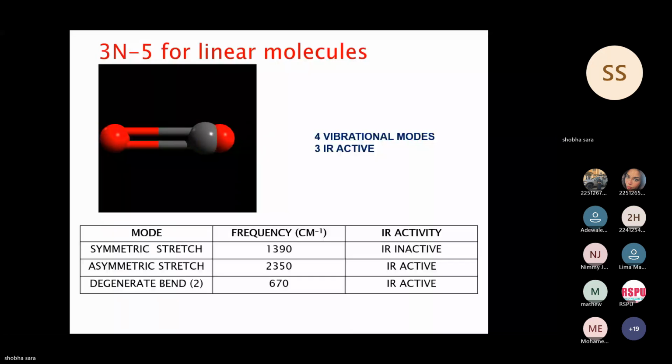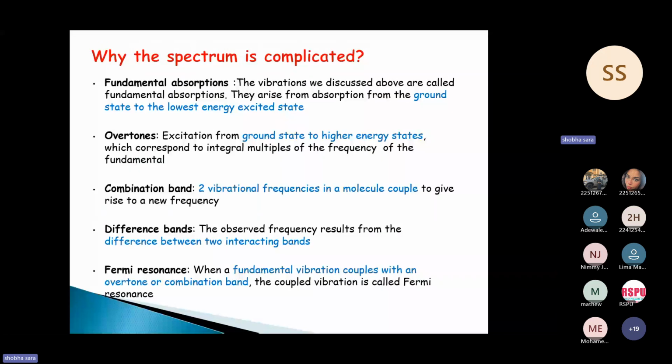Now, we have seen for a molecule only this number of modes are there. Then why is the spectrum very complicated? It is not like 5 or 6 peaks. It is a complex spectrum, because as in the previous slides, we have seen the number of vibrational modes, but these are not the only transitions in the spectrum.